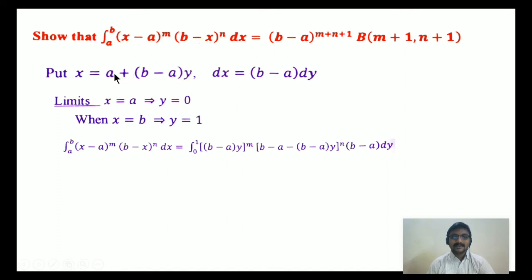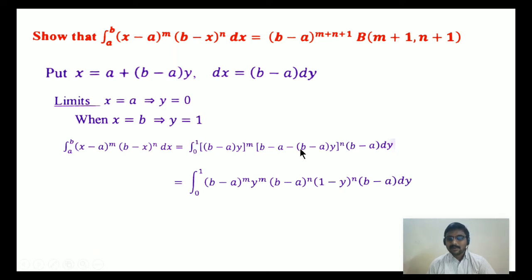Multiplying with minus, we will have minus a minus of (b minus a) into y. So b minus a minus of (b minus a) into y, whole to the power of n. But what is dx? The dx value is (b minus a) into dy. Now we will have (b minus a) into y whole power m is (b minus a) whole power m into y power m.